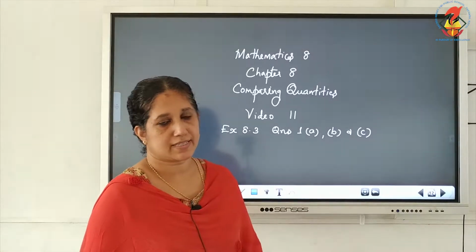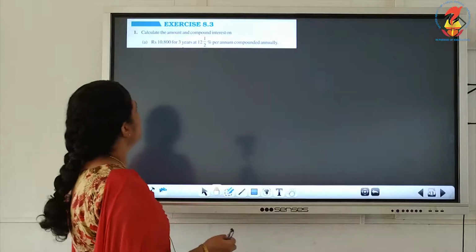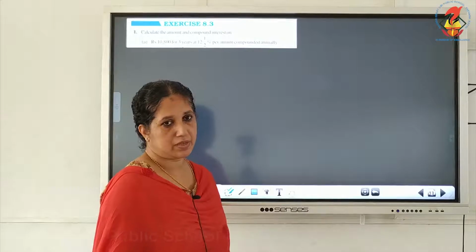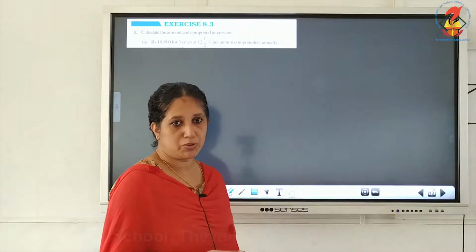We are going to start exercise 8.3. Now first question, calculate the amount and compound interest on rupees 10,800 for 3 years at 12 and 1/2% per annum compounded annually. So we learned about the compound interest.